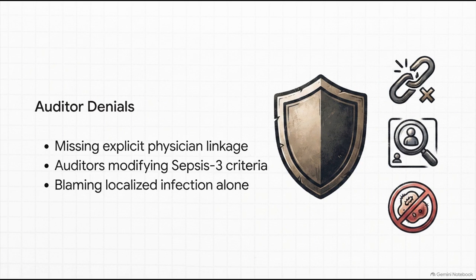Second, many auditors have adopted the Sepsis 3 criteria, but are, shocker I know, magically modifying the organ dysfunction criteria to be overly stringent without any real clinical basis other than to deny your claim. And finally, they often try to argue that the organ dysfunction was caused solely by a localized infection, rather than the systemic sepsis. This is exactly why airtight documentation and explicit provider linkage are your absolute best defense.